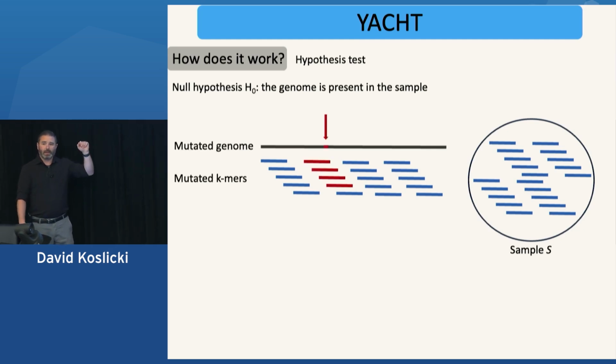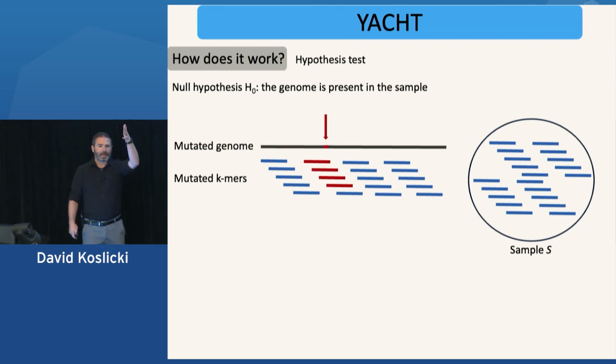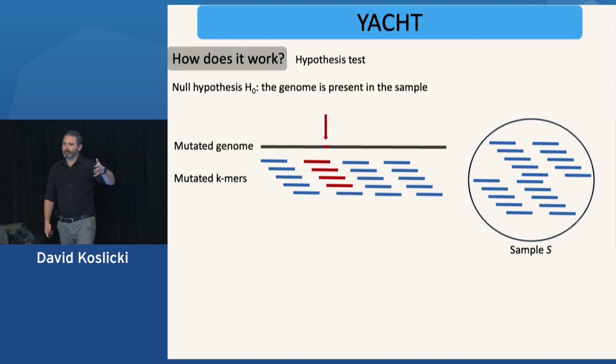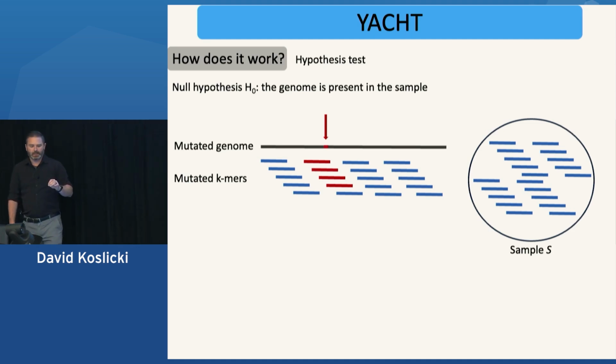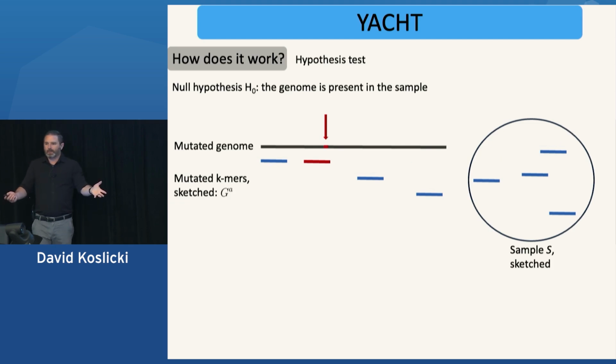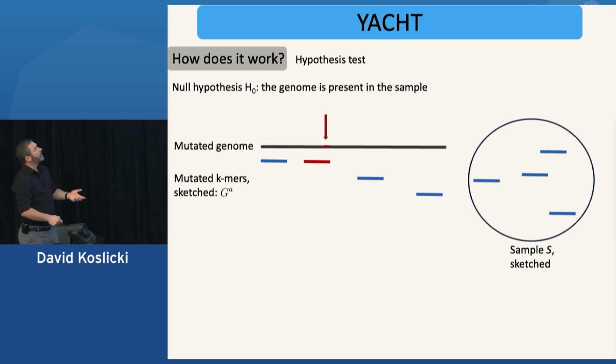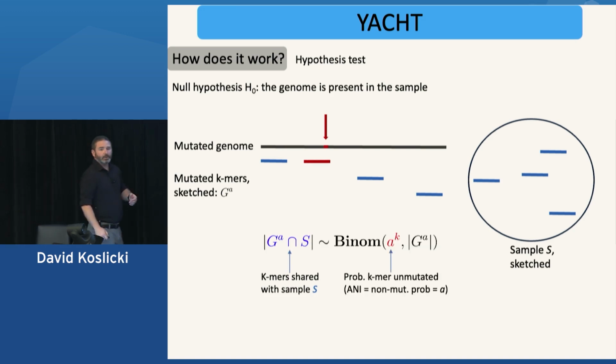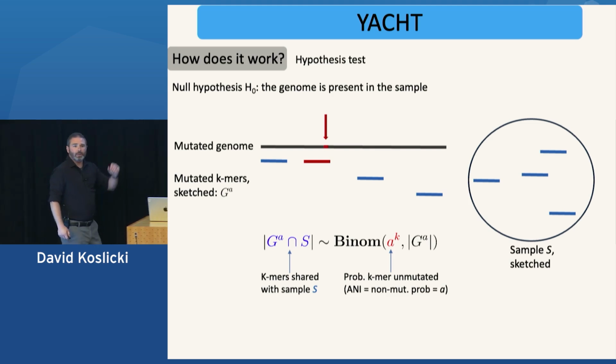So we're going to have a mutated version of this genome. And any little mutation is going to affect those k-mers around that mutation. But remember, we're sketching this, so we're not considering all the k-mers, we're subsampling to just look at the FracMinHash sketched k-mers here. And if you notice, now I actually just have a binomial distribution. Each one of these k-mers is either in my sample or it's not in my sample. So the number of k-mers shared between this mutated reference genome and my sample is going to behave according to a binomial distribution, which has a parameter associated with ANI.